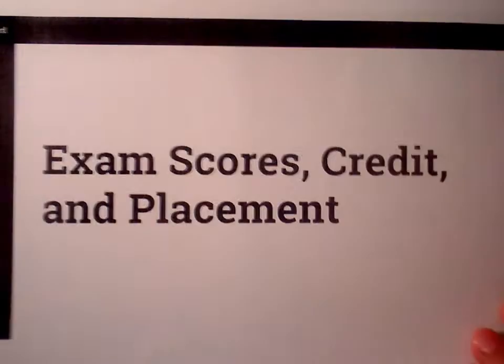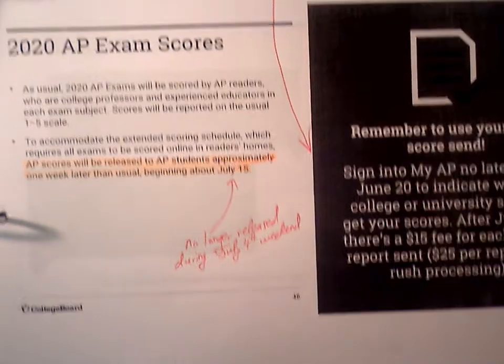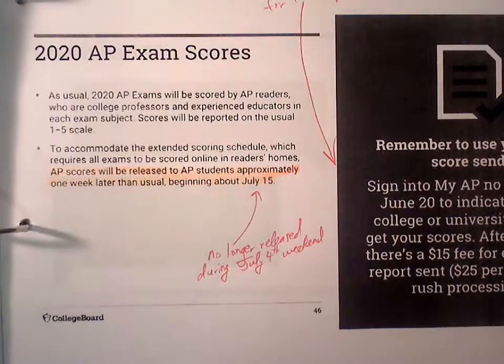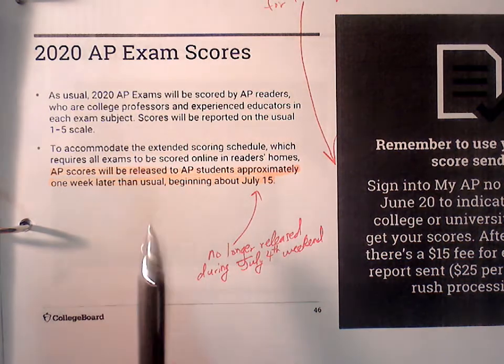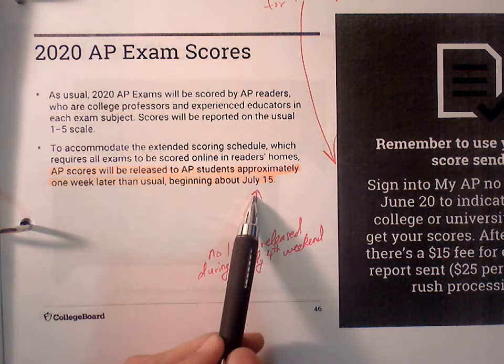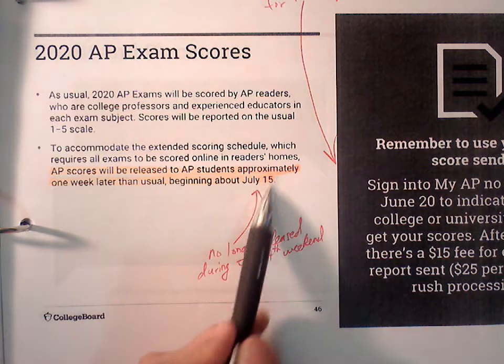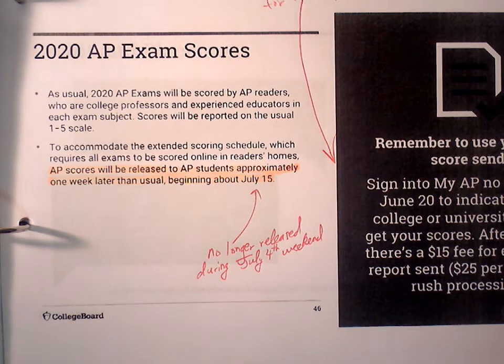All right, this is section 4, exam scores, credit, and placement. Your AP scores will be released in July, but in the past it's been during that July 4th weekend, but it's going to be a little bit later. It's going to be 1 week later than usual, so it's going to be around July 15th, that week of July 15th, when you start receiving your score.